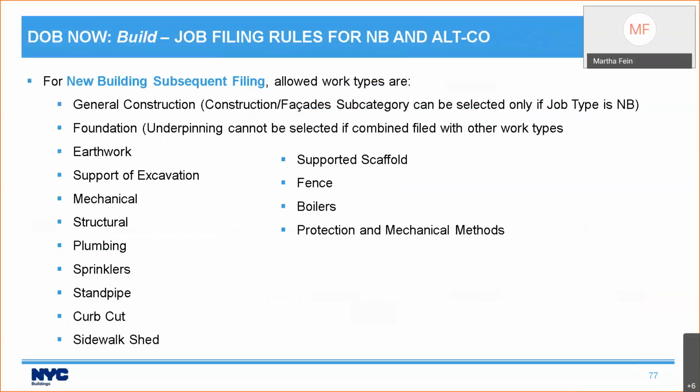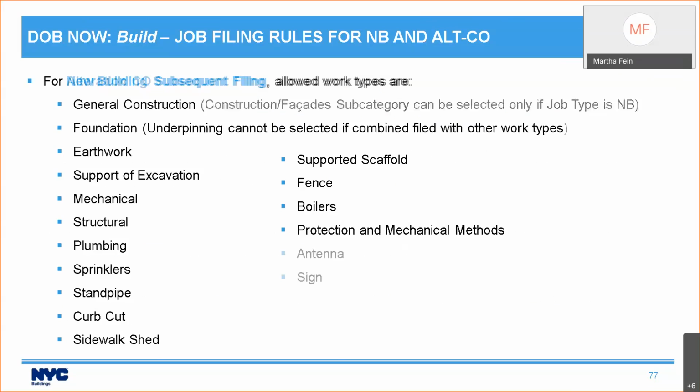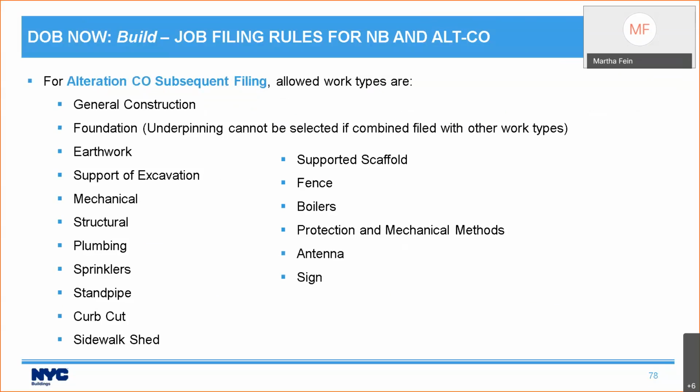So subsequent job filings, what's allowed? I am not going to read out all of these, but there are two work types that are allowed for Alt-CO subsequent filings, but are not allowed for new building subsequent filings. And they are antenna and sign. Antenna and sign are allowed for Alt-COs, and they're not allowed for new buildings. All the rest are the same.